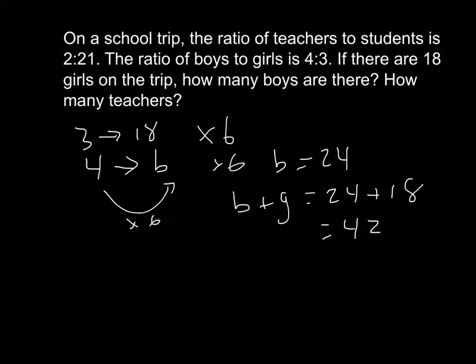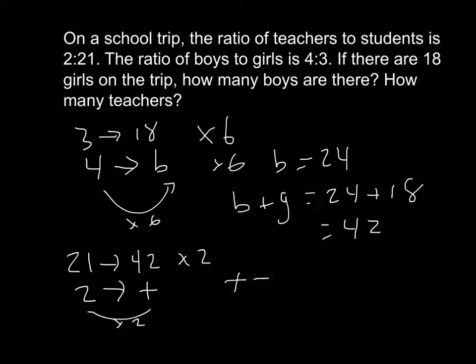And to figure out teachers, what I did is I figured out what I had to times by to get 42. So 21 to 42 is times 2? Yeah. And then you did times 2 to teachers? Yep. Then what there is a times 2. And so you got teachers is 4. Correct? Cool. That's one way to do it.